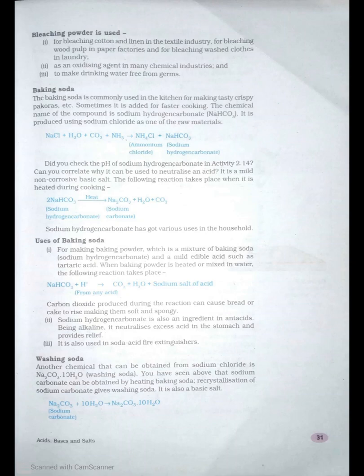Sodium hydrogen carbonate has got various uses in the household. Uses of baking soda. First, for making baking powder, which is a mixture of baking soda, sodium hydrogen carbonate, and a mild edible acid such as tartaric acid. When baking powder is heated or mixed in water, the following reaction takes place. NaHCO3 + H+ → CO2 + H2O + sodium salt of acid. Carbon dioxide produced during the reaction can cause bread or cake to rise, making them soft and spongy.